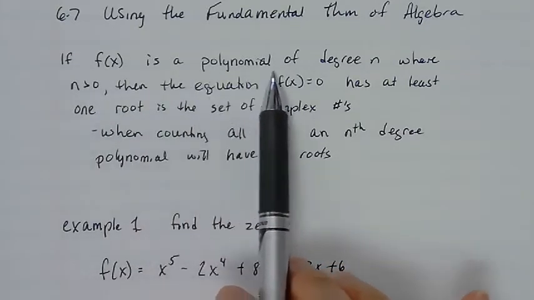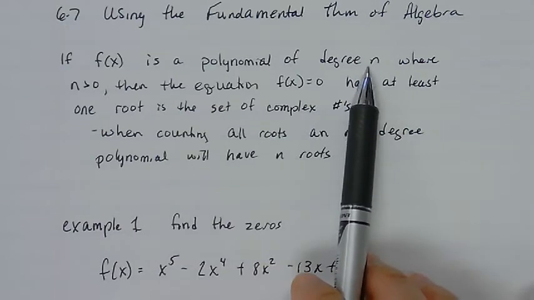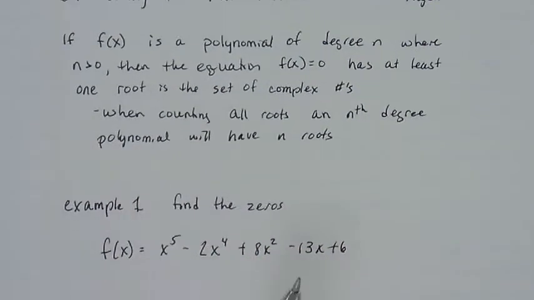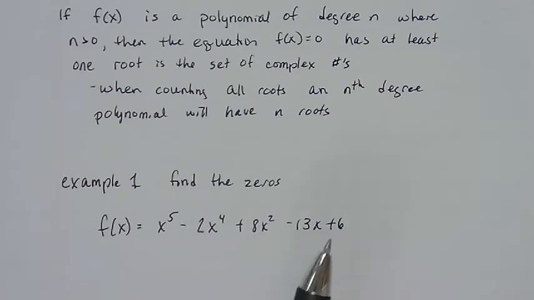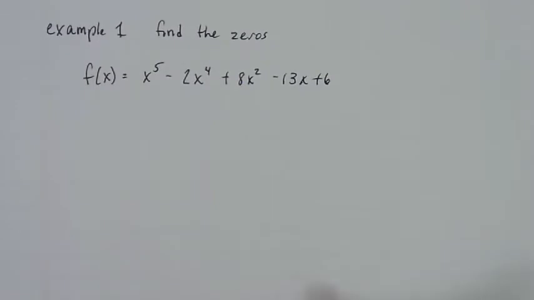So if f of x is a polynomial of degree n, where n is greater than 0. So what that means is it has a degree here that's positive. So this polynomial has degree 5. Then the equation f of x equals 0 has at least one root in the set of complex numbers. When counting all the roots, an nth degree polynomial will have n roots. And we've already talked about that. Because this is a 5th degree polynomial, there should be 5 roots.